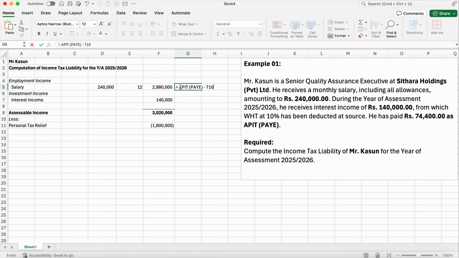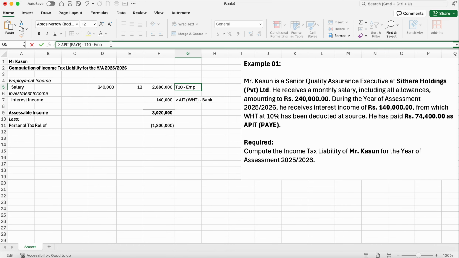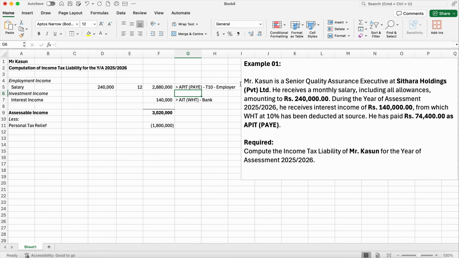You need to attach this T10 certificate to the income tax return when you are submitting the income tax return online. For this, you will have the advance income tax deduction certificate or the withholding tax deduction certificate issued by the bank. You can collect this from the bank. The T10 is from the employer.